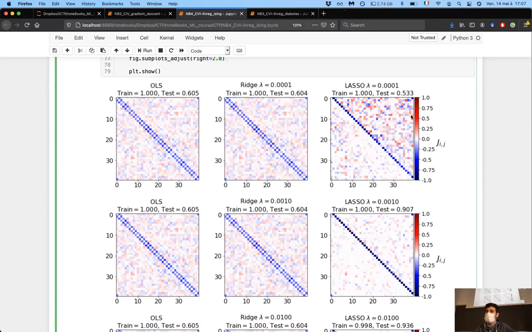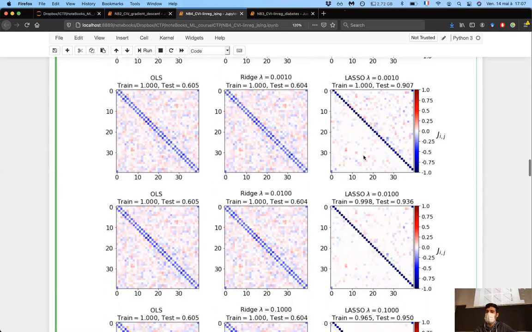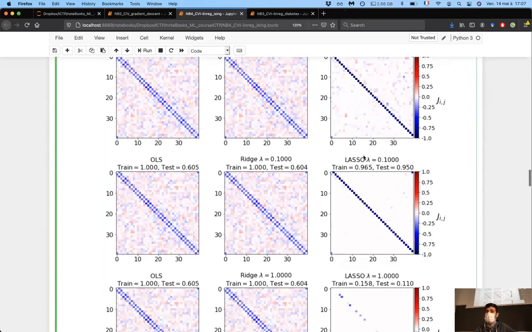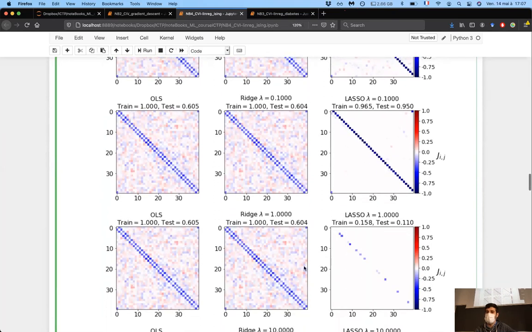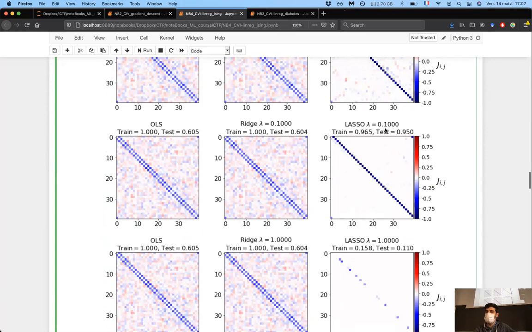While with lasso, you see if the regularization strength is small, it's also noisy. But as we increase the regularization strength, we see that it's less and less noisy. While with ridge, it seems that nothing really changed and the test performance is comparable to ordinary least squares. But you see there is a kind of sweet spot here for a regularization strength of 0.1, where we almost perfectly reconstructed the actual model. Okay?